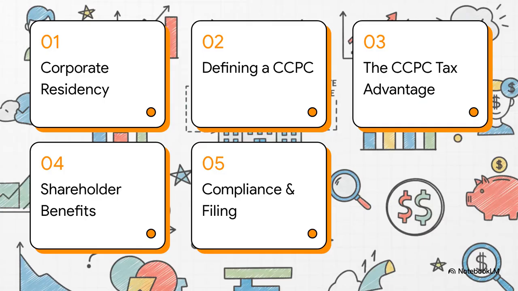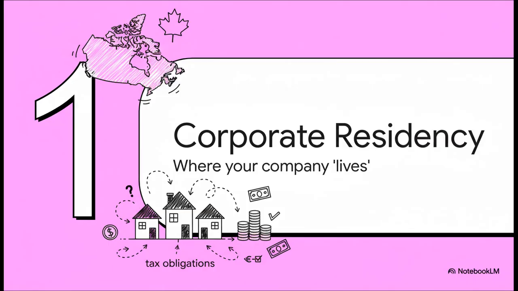All right, so here's our game plan. We're going to build this from the ground up. First, we'll tackle the absolute foundation, corporate residency. Then, we'll define a very special type of company called a CCPC. From there, we'll dive into the incredible tax advantages it offers, look at how those benefits extend to shareholders, and finally, we'll wrap up with the essential compliance rules you need to be aware of. Okay, let's jump right in.